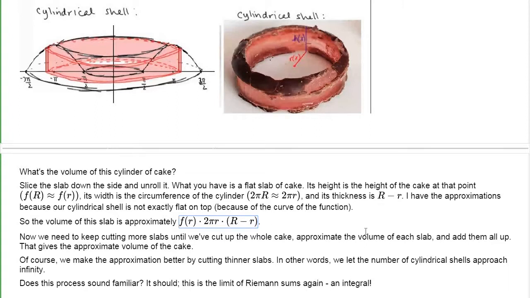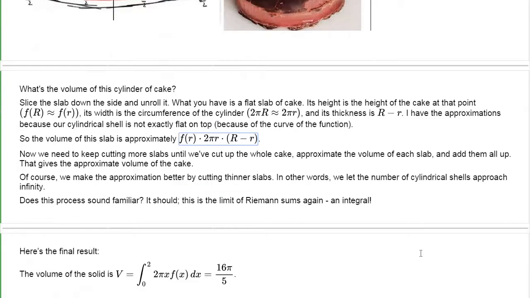So this is an approximation, and of course we're going to do this many times. We're going to cut this cake up into a bunch of slabs, use the same formula to approximate the volume of each of the slabs, add them up, and get an approximate volume for the whole cake. Then we're going to make the approximation better by making those slabs thinner. So we're going to make big R and little r closer together. So these approximations get better and better. And when you take the limit as the number of shells goes to infinity, or as the distance between them goes to 0, you get the right answer, the volume. It turns out that whole process gives us a Riemann sum, and so the limit is an integral.